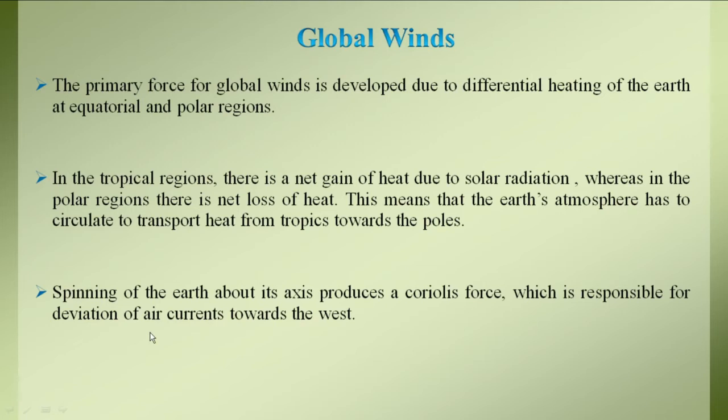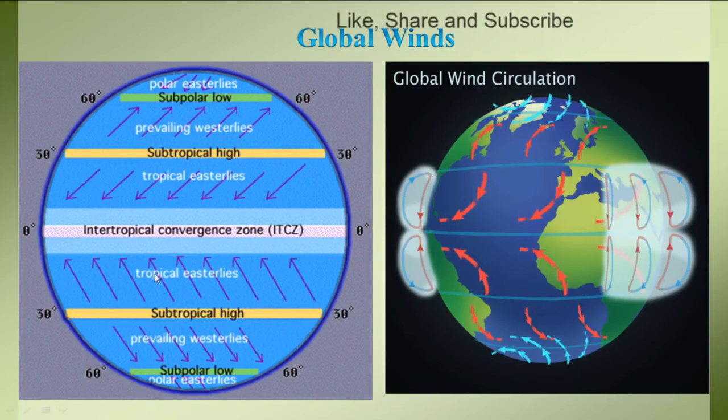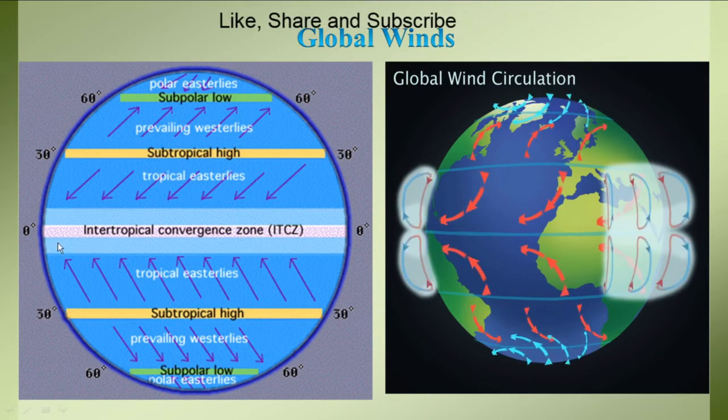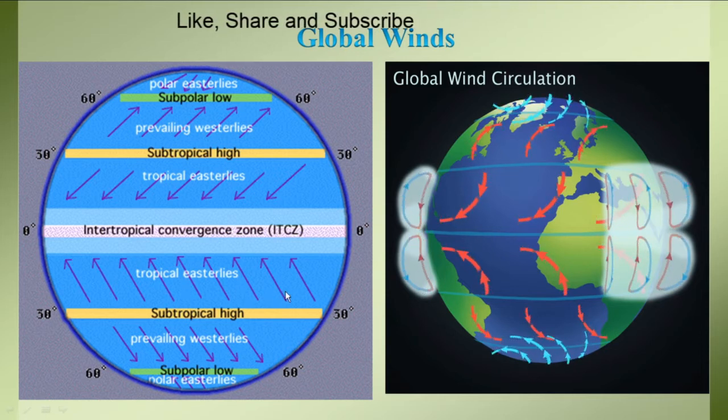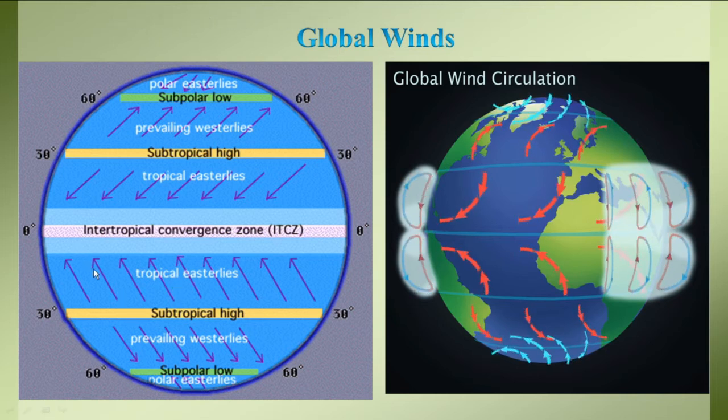Spinning of the Earth about its axis produces the Coriolis force, which is responsible for deviation of air currents towards the west. When we see this diagram, we find there is some inclination in the tropical easterlies and prevailing westerlies. This inclination is due to the Coriolis force. When the Earth is moving in the clockwise direction, it has some angular velocity, due to which the flow of wind is inclined in a particular direction in the northern and southern hemispheres. This inclination is due to the Coriolis force.